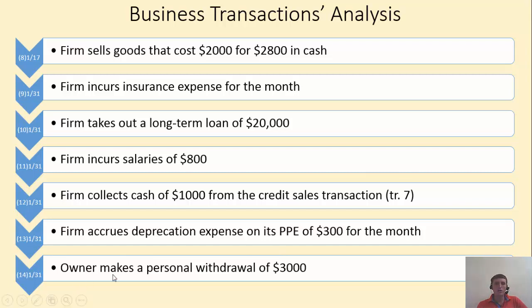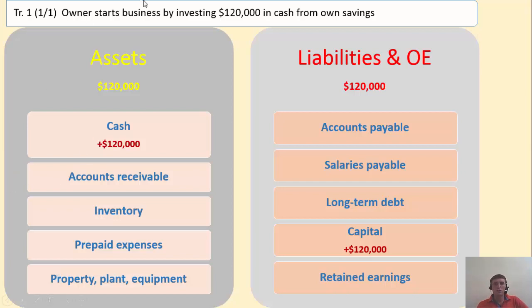And here, this is a kind of disinvestment by the owner. The owner takes out $3,000. We'll see that this is not really an expense of the firm, but it's a reduction of owner's equity. Okay, so these are the transactions we're going to cover. Let's start with the first transaction.